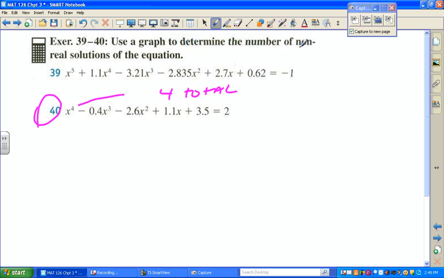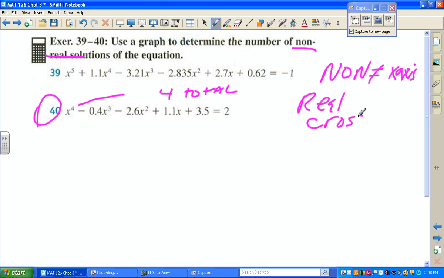What's non-real mean? Imaginary. Do they cross the x-axis? No. Non-reals do not cross the x-axis. What about real ones? Do they cross the x-axis? Yeah, they're real numbers. So real ones cross the x-axis. So it looks like the x-axis is pretty well involved in this. So we need to take this equation, and how can we change it so it is set up for the x-axis?